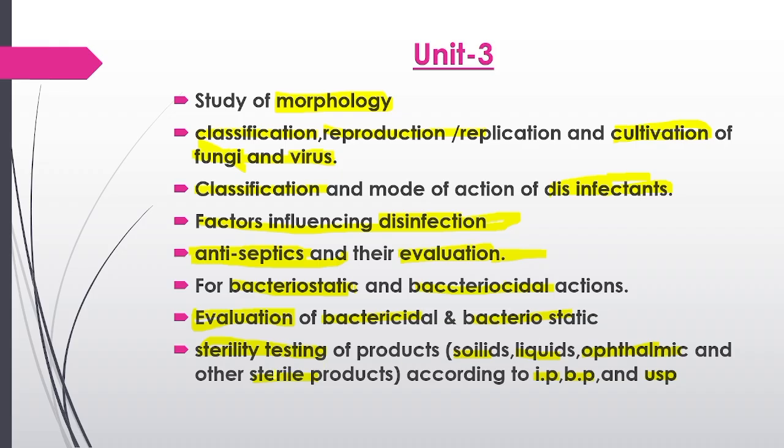And other sterile products. What are the sterile products used in the pharmaceuticals? They are mostly ampoules, vials, bottles, bags, tubes and eye drops, ear drops, etc. These come under the category of sterile products. These products are also sterilized by using the autoclave and other sterilization methods.